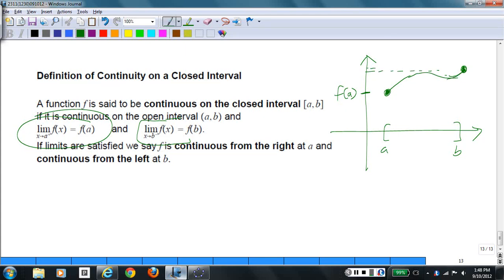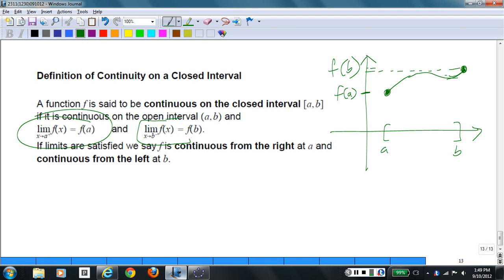Maybe. F of b. We want it to be defined to equal f of b. So basically we need a solid dot at A, and the graph needs to be approaching that solid dot. We need a solid dot at B, and the graph needs to be approaching that solid dot. And then we can say the function is continuous on the closed interval, including both endpoints A and B.